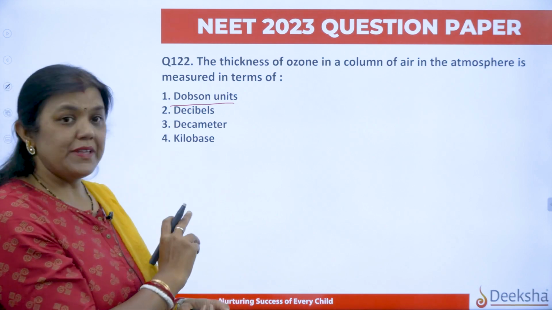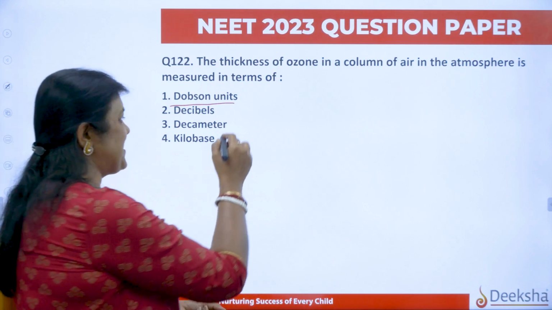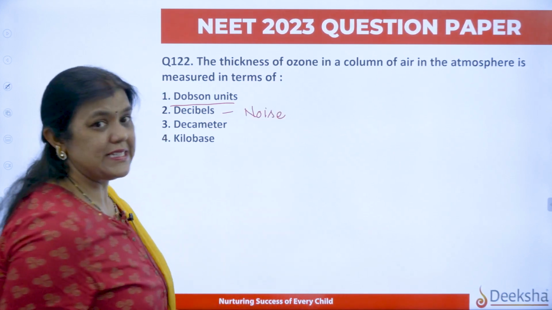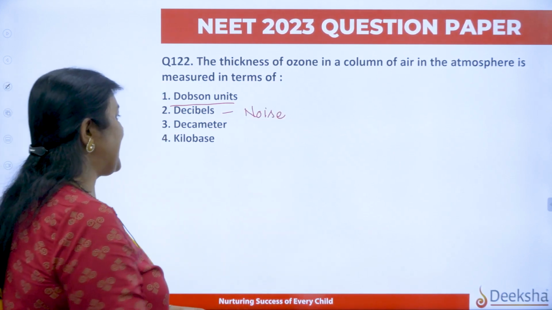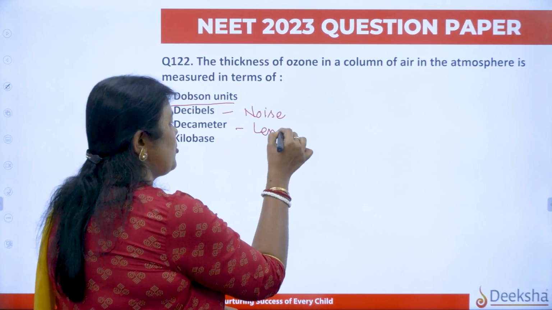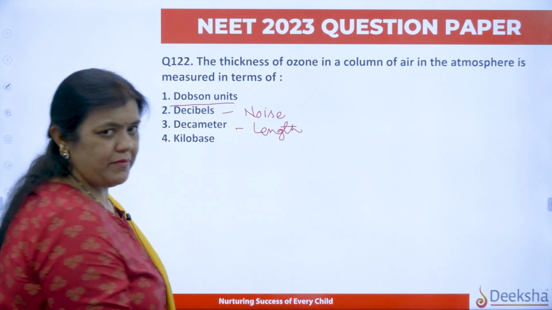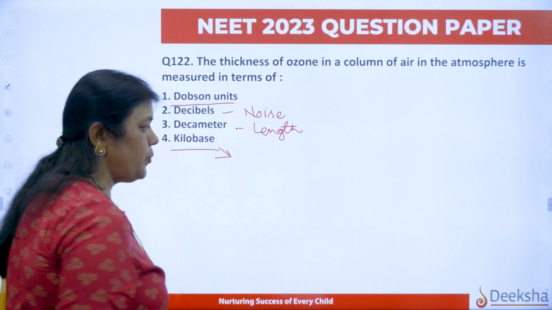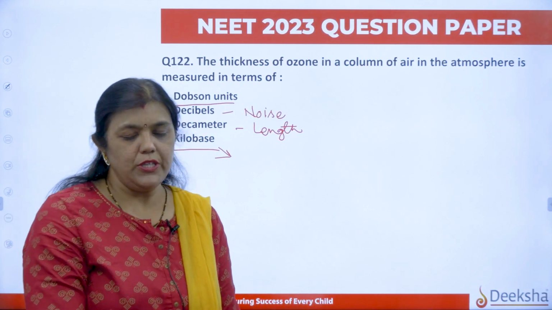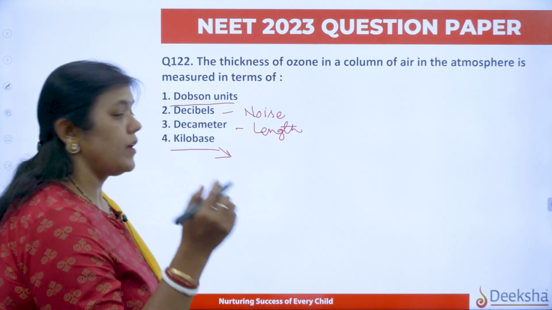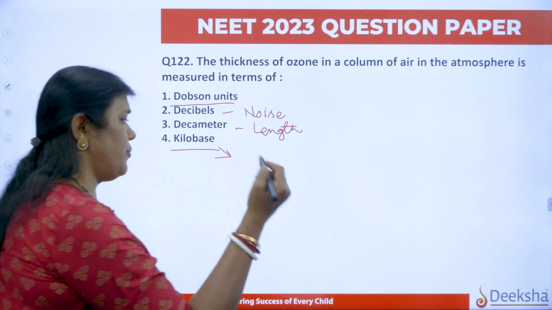There is one option given as decibels. I hope you know what decibel is. Decibel is used to find out the intensity of noise. Decameter is very easy, this is to measure length, like meter and decameter. Kilobase is actually used to find out the length of DNA or RNA. You can put a star and write it in your book.